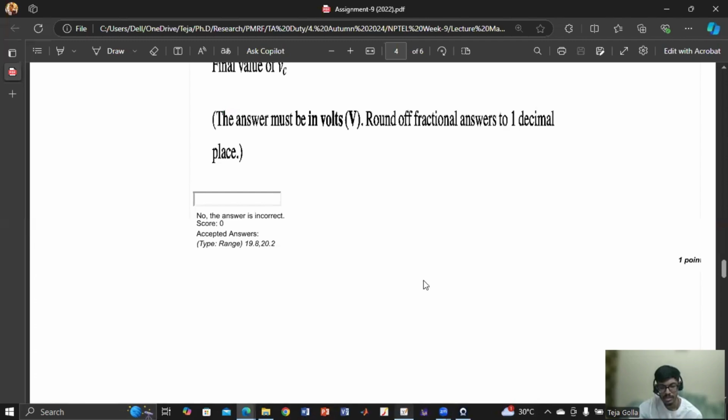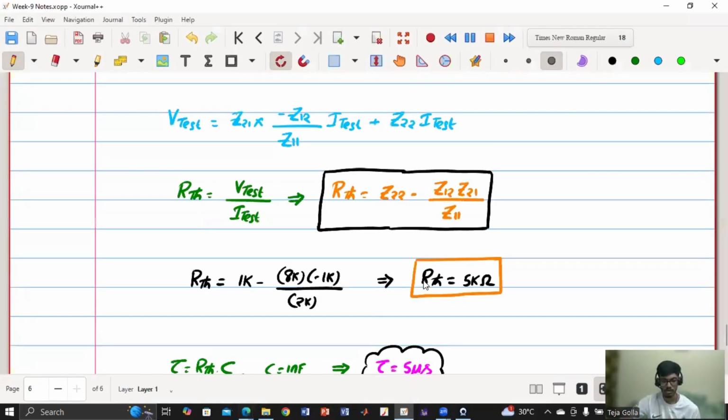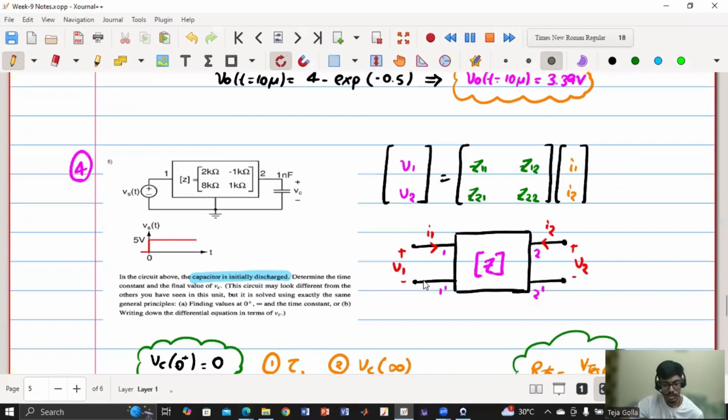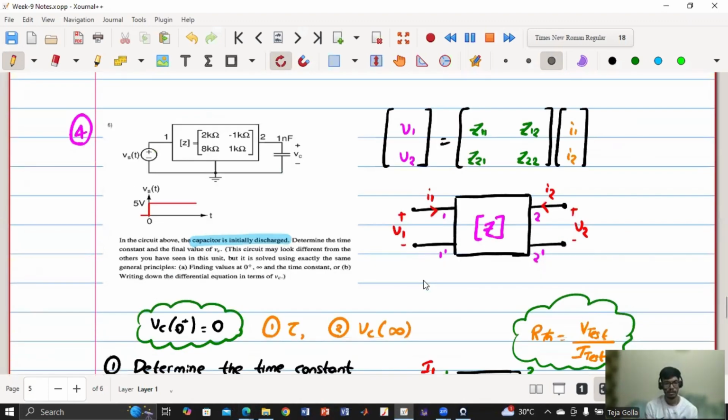Let me again just quickly summarize. In this question, they have given Z parameter, two port parameter of a network. We don't know what is there in the network, but we know the relation between input current and output current, input voltage and output voltage. So using that relation, we'll find whatever is asked in the question.